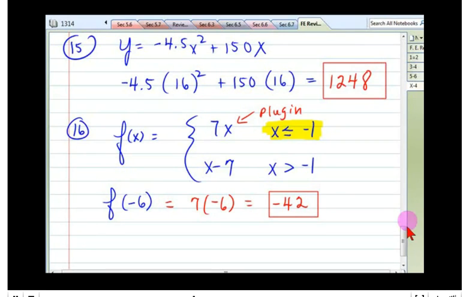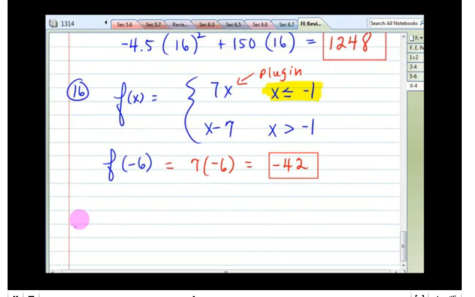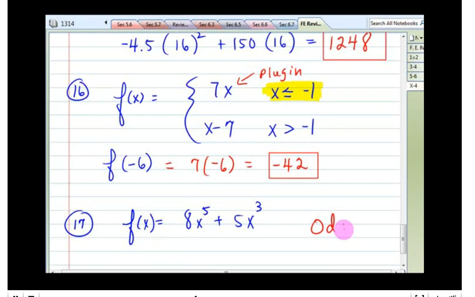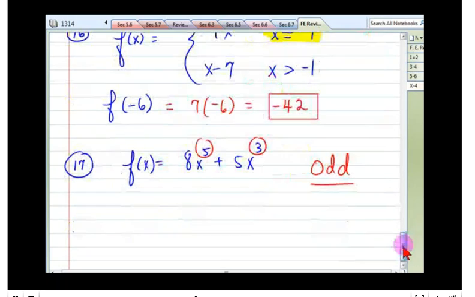All right. Number 17 says determine whether this is odd, even, or neither. Is that plus 5x cubed? Well, what do you notice about the exponents? They're odd. So this guy is odd. That's the easy way to do that. Okay. What if you had one of each, an odd and an even? Neither. Okay. So be aware that it could be that.